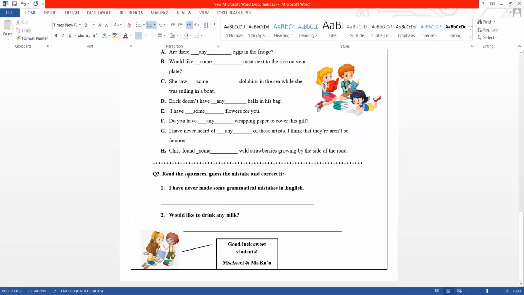Moving to the next question. Read the sentences, guess the mistake, and correct it. I have never made some grammatical mistakes in English. What do you think? Didn't I just give you the trick? Yeah, I knew you can do it. Never means not. So we shouldn't use some. We should use any. So what we have to do is underline some because it's a mistake and write any.